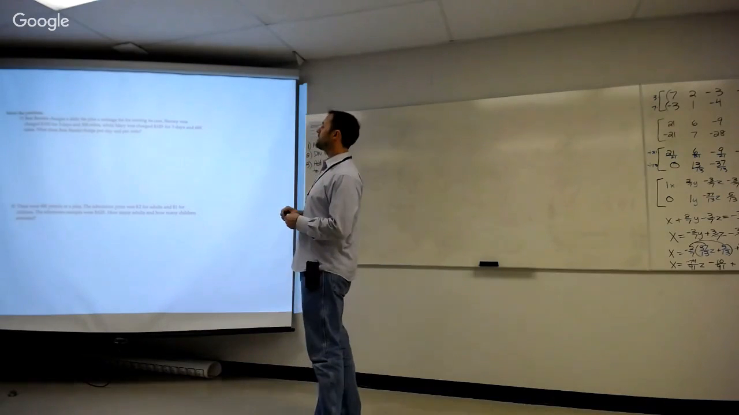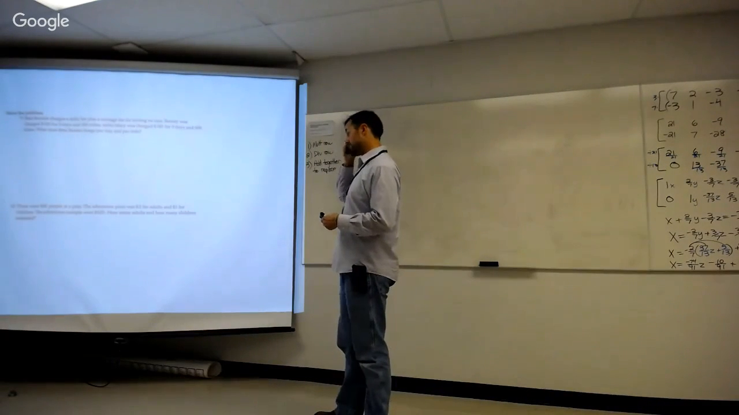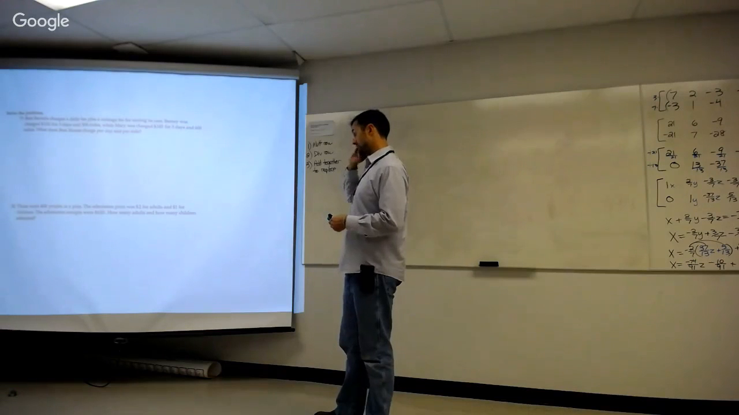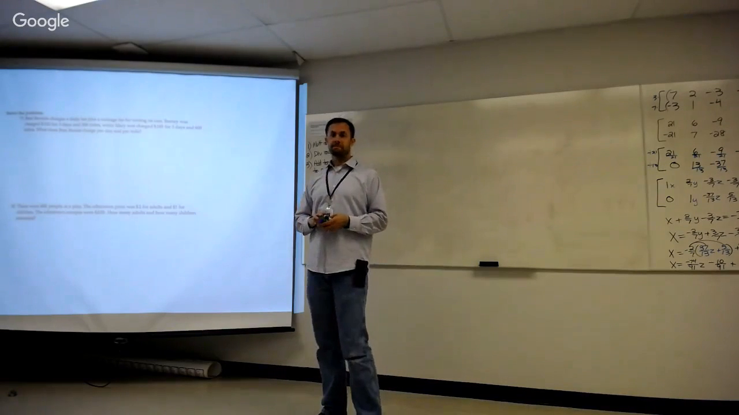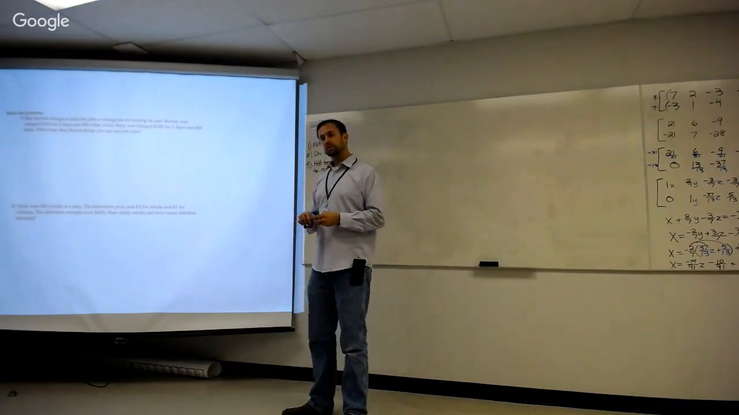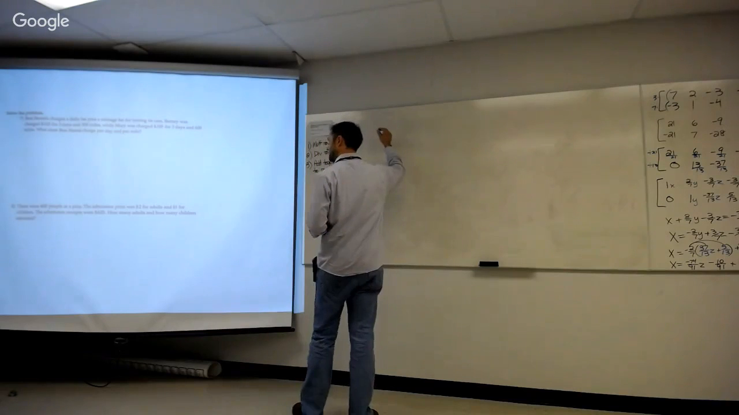Okay, so there were 400 people at a play. The admission price was $2 for adults and $1 for children. The admission receipts were $620. How many adults and how many children attended? Is that the 2x for adults plus the 1y equals 400?